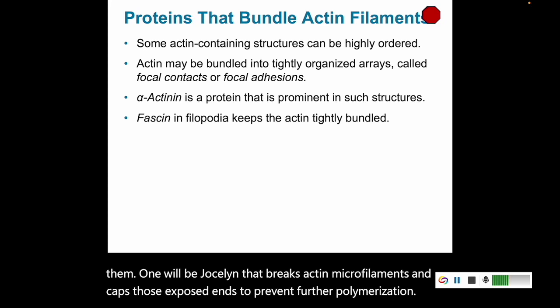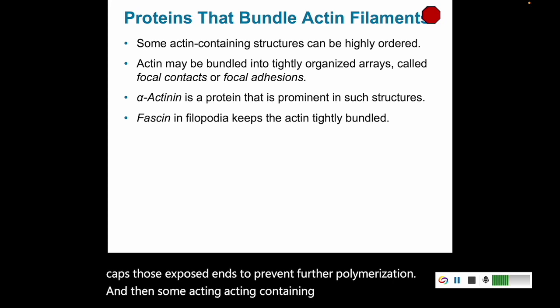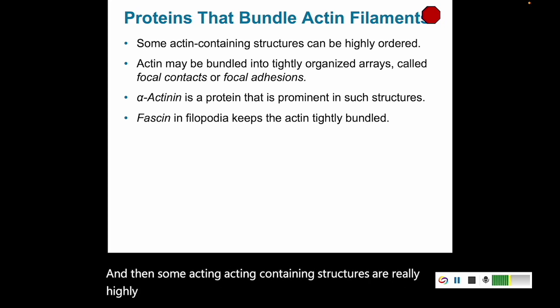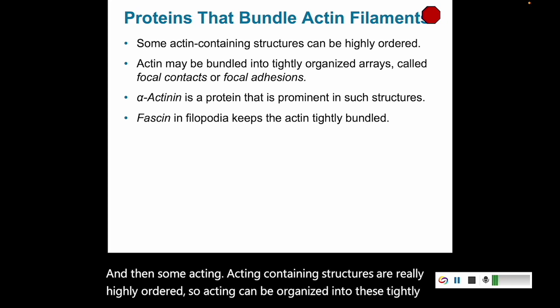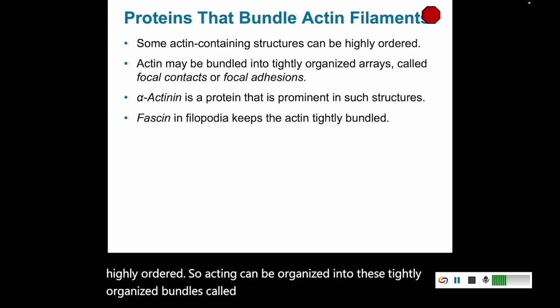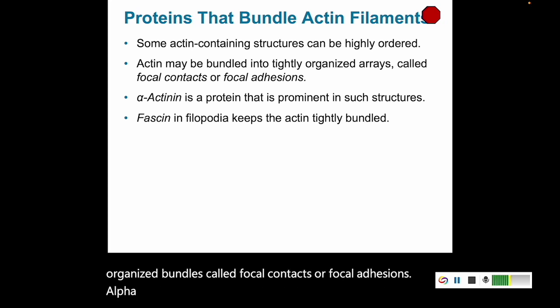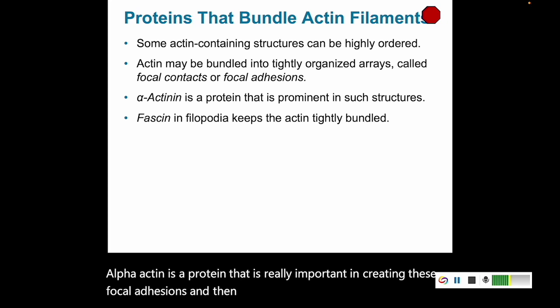And then some actin-containing structures are really highly ordered. So actin can be organized into these tightly organized bundles called focal contacts or focal adhesions. Alpha-actinin is a protein that is really important in creating these focal adhesions. And then fascin is a protein in filopodia that helps keep the actin tightly bundled there.